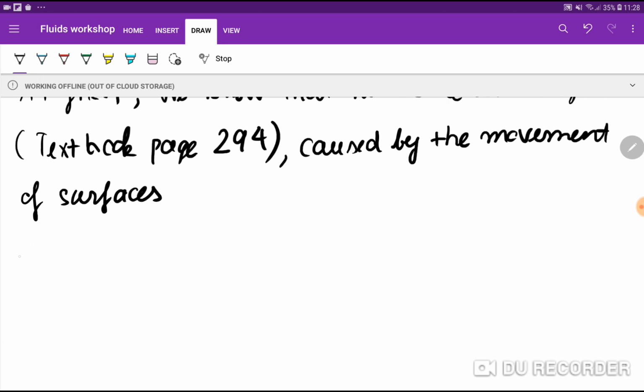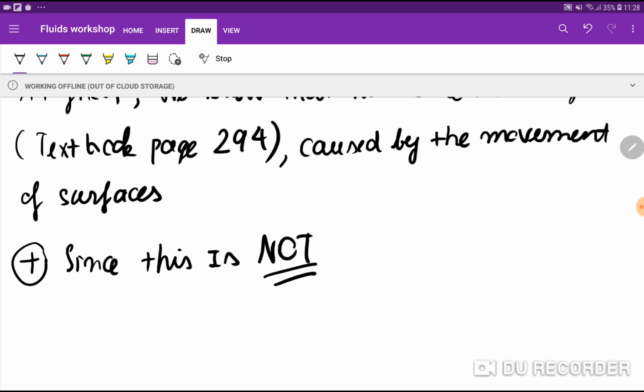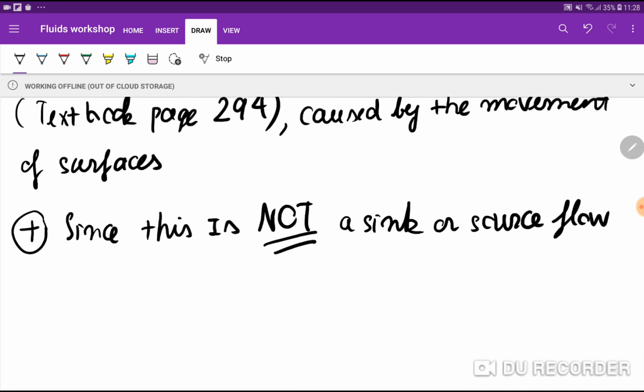There are two things we know. The first thing is this is not a sink or source flow, so there are no radial components. Let me write it down. Since this is not a sink or source flow, the radial component is zero. So what does it mean? It means that u_r is zero.